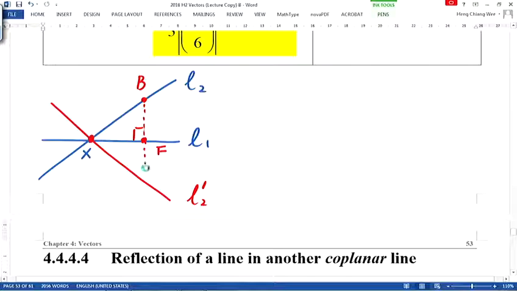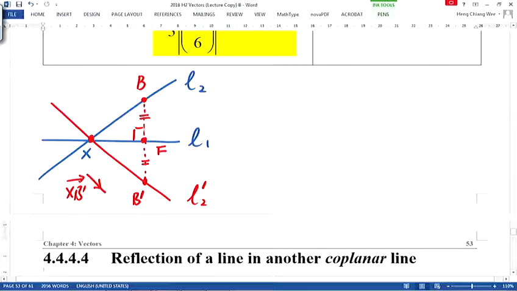because it's reflection, F will then be the midpoint between B and B prime. Then with that, I have the second point on L2 prime. So simply said, the direction vector is just XB prime, isn't it? Then done.